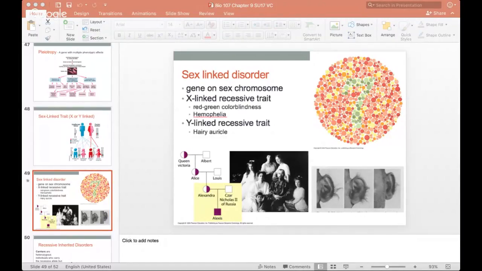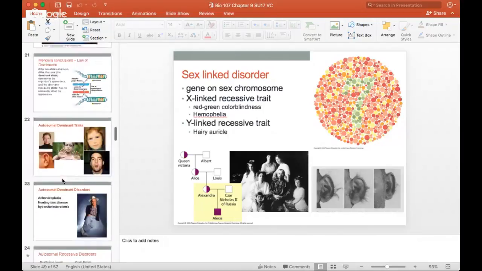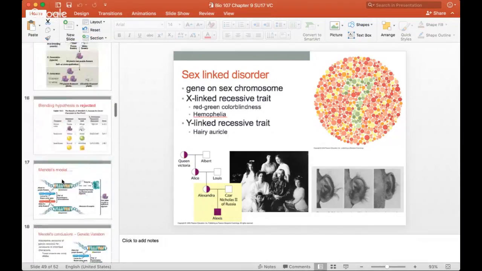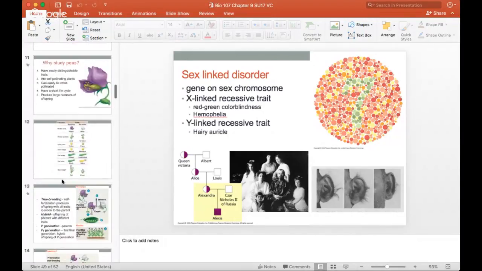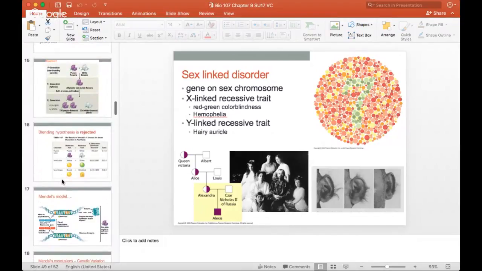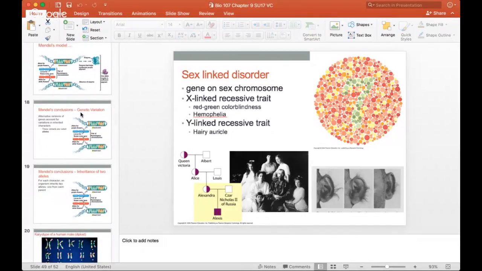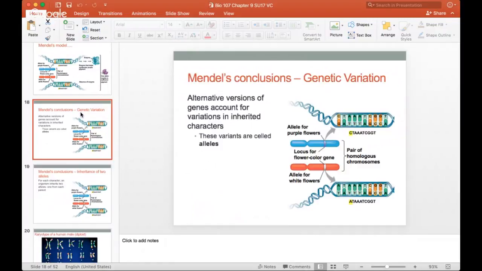Okay, so there's a quick question on the study guide that asks for 5 of Mendel's theories, and you guys can only find 4. So let me go back up here. One of his important conclusions, his hypotheses, was that there is genetic variation. Okay, so that's the first one.